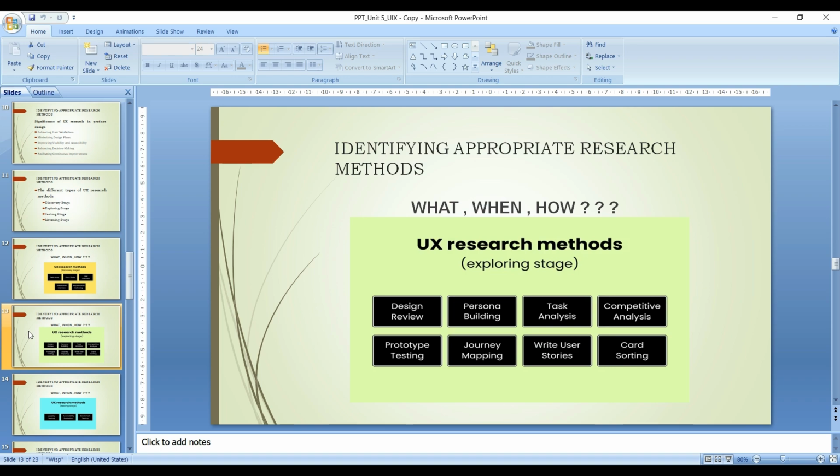In this exploring stage, again we have three questions for all these eight tasks. First one is design review. You have to get a review. Actually, in this exploring stage, we have to develop. While we are developing, we will refer to some other content. So that's what is called the exploring stage.